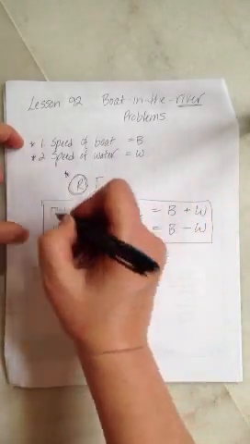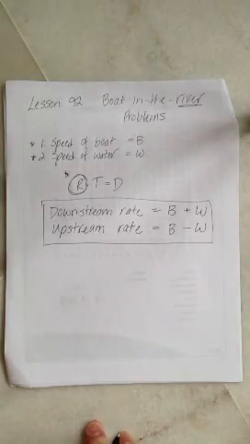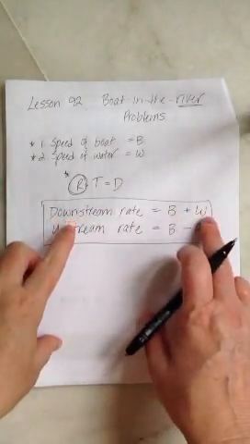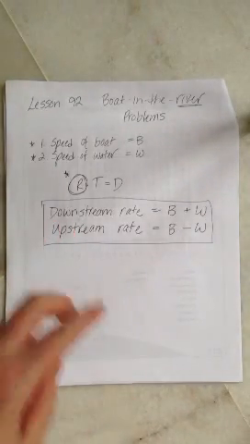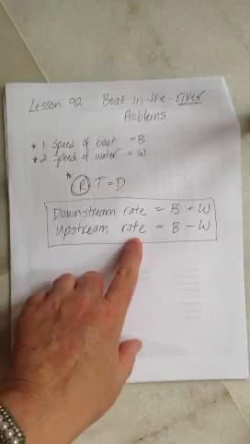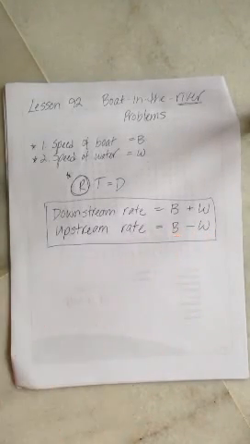Commit that to memory. Make sure that makes logical sense to you, that if you're traveling downstream, your boat is flowing with the water, the two speeds will be added together because they're working together. If you're going upstream, then the water is going against the speed of your boat. Make sure that's logical to you before you go on.